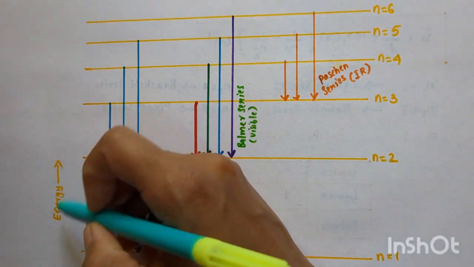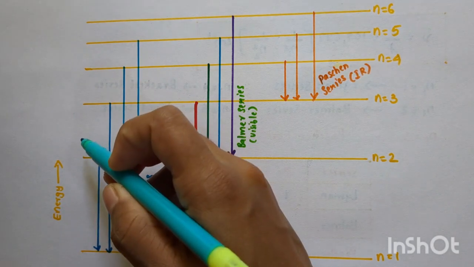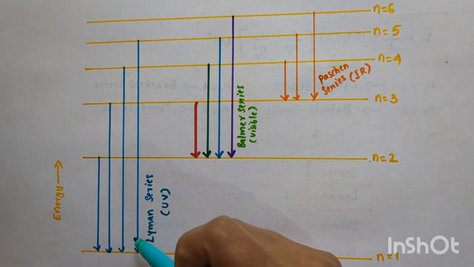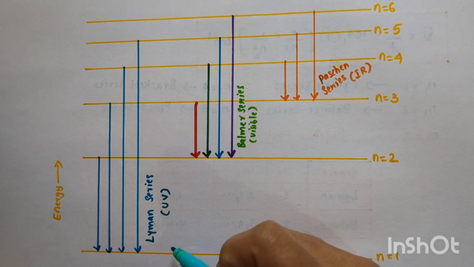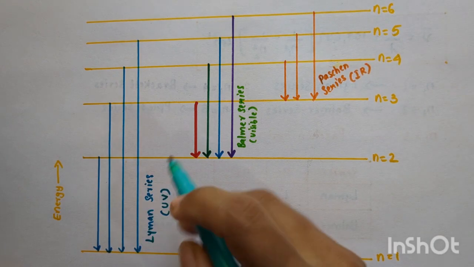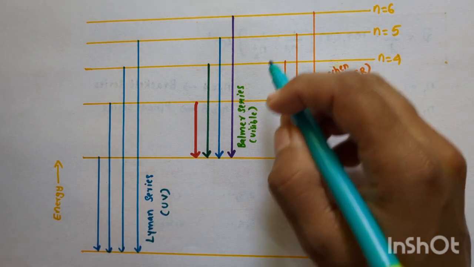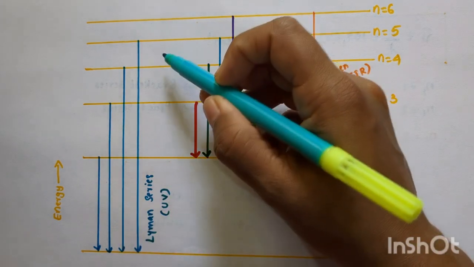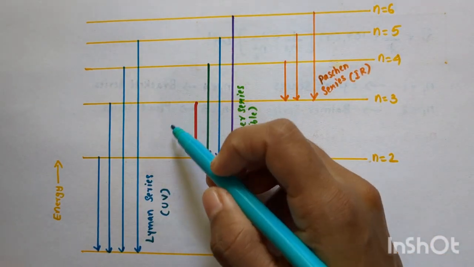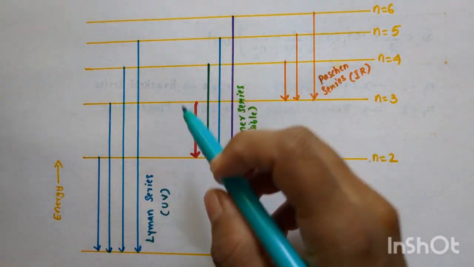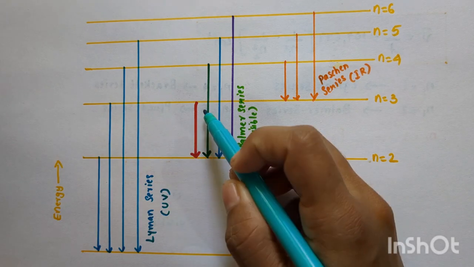And you see here, this is in the order of increasing energy. For n equal to 1, that is the lowest energy level, it will have less energy. But when we consider n equal to 2, 3, 4, 5, etc., as we go from here to here, the energy of each level increases as the n value increases.